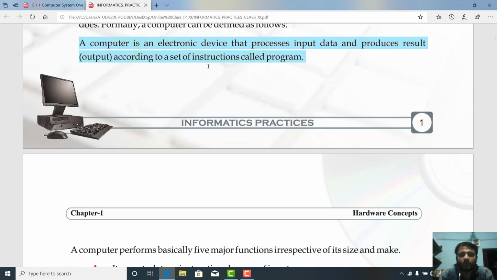So first of all you have to input the data. After inputting the data you get the result. The result is called output. So this is the definition of computer.